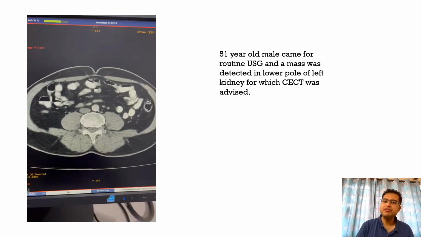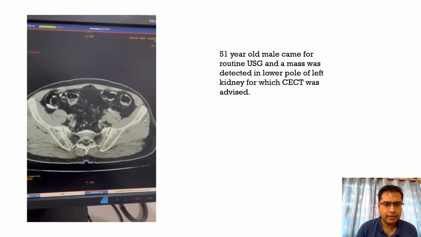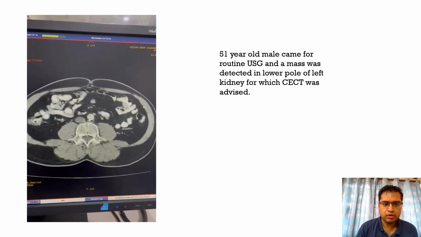So here we have a 51-year-old male who came for a routine ultrasound checkup, and I saw an exophytic renal mass rising from the lower pole of the left kidney and advised a CECT in renal mass protocol to be done. And this is the CECT image. These are the contrast images, axial section. We have to look at the lower pole of the left kidney.